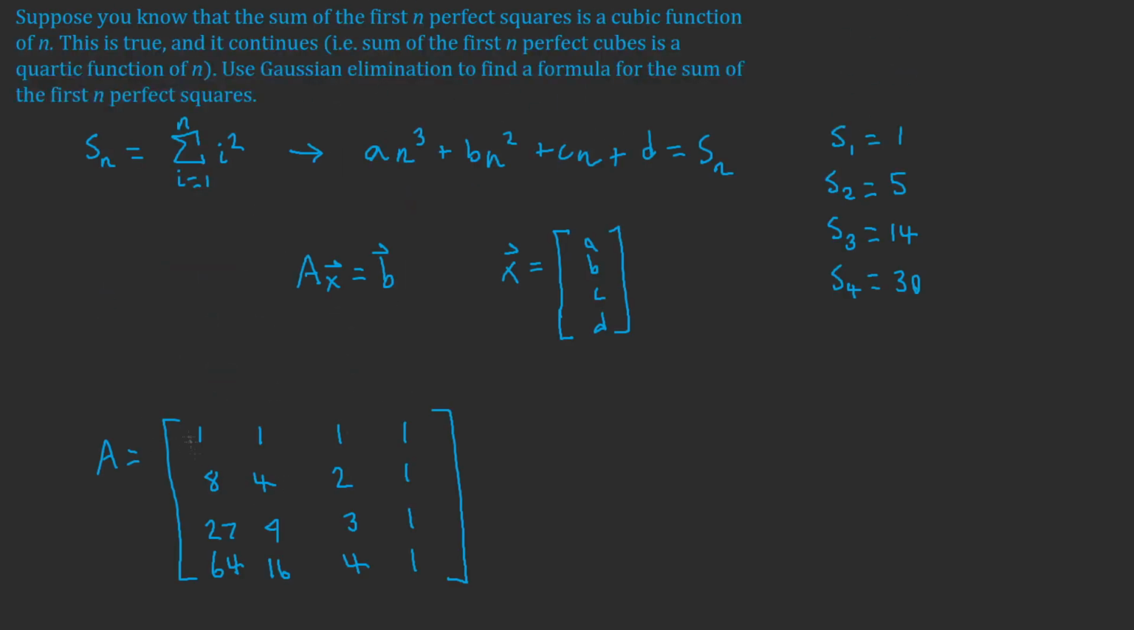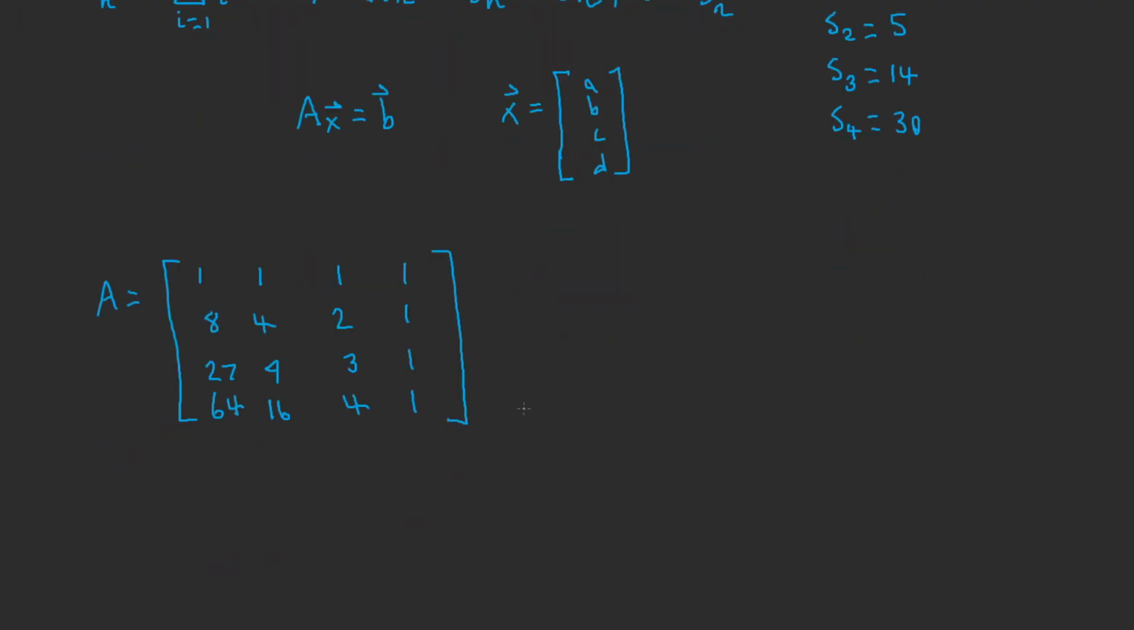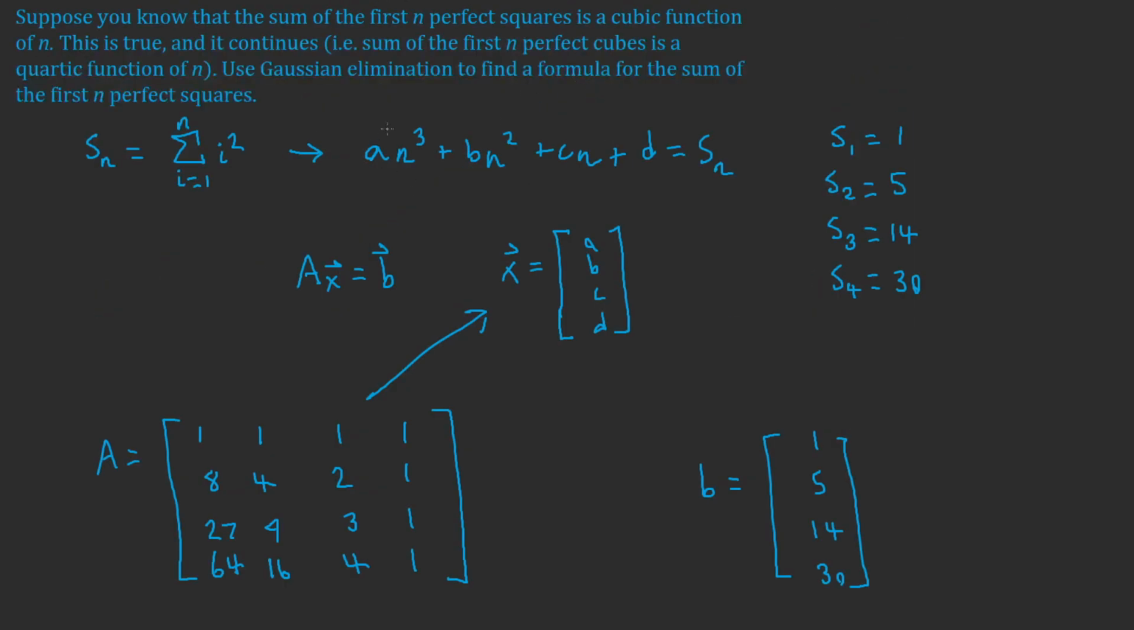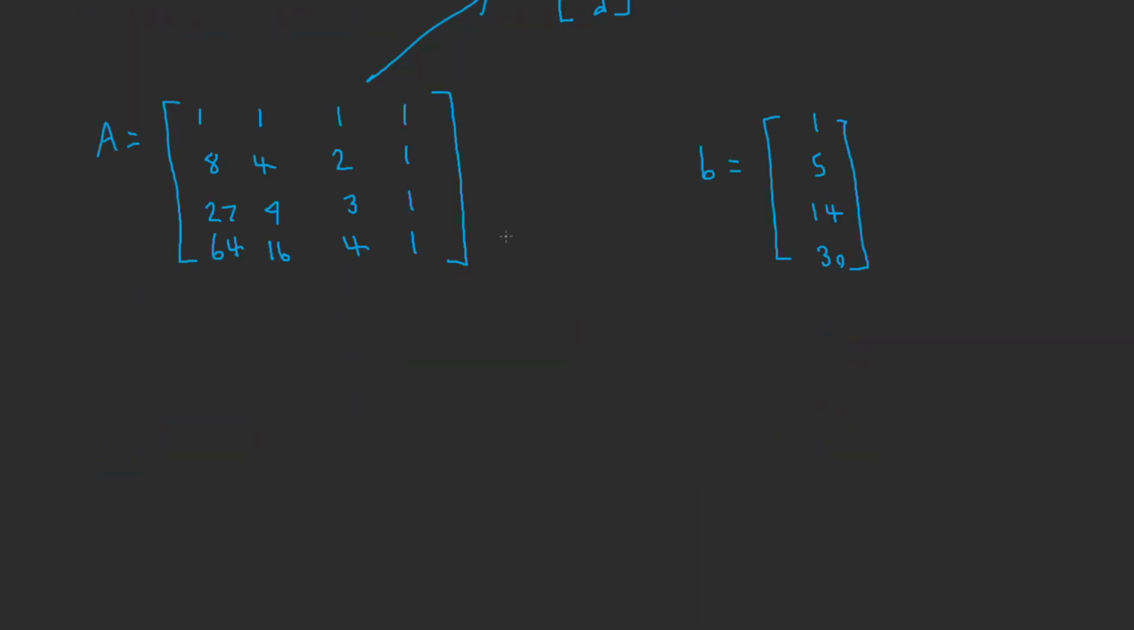This is giving us the values of n cubed in the first column, n squared in the second, n, and then 1. And so if we solve this matrix times this gives us b, that's going to be the right-hand side over here, which was 1, 5, 14, and 30. If we solve this system for x, that's going to tell us the coefficients of this cubic function, and we'll figure out what our formula is. So that's the setup, and that's how we're going to use Gaussian elimination to solve this problem. And so let's actually do it.